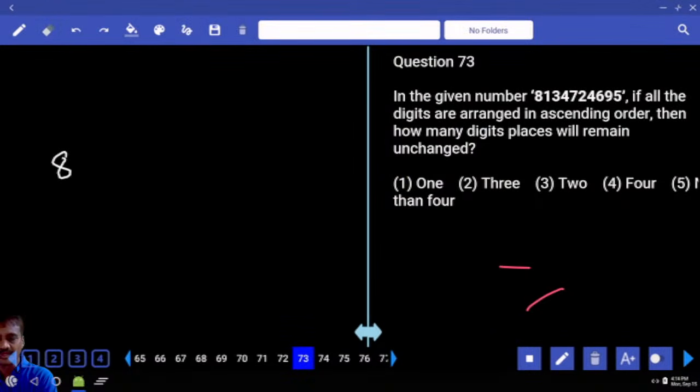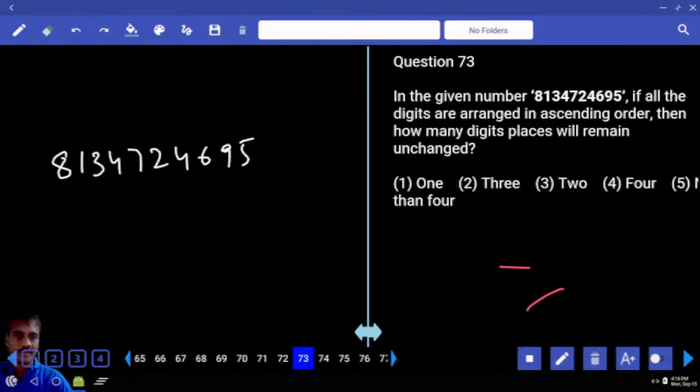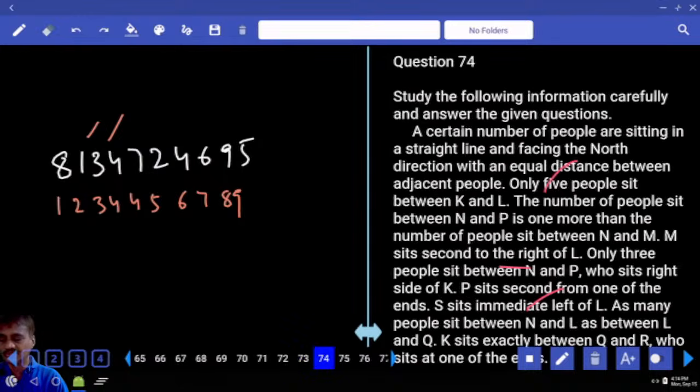8134, 72, 46, 94. Now in the given number, if all the digits are arranged in ascending order, the digits are arranged as 1, 2, 3, 4, 4, 5, 6, 7, 8, 9. Then how many digits will remain unchanged? 3 and 4 remain unchanged. No. Only 2, that is choice 3, 73.